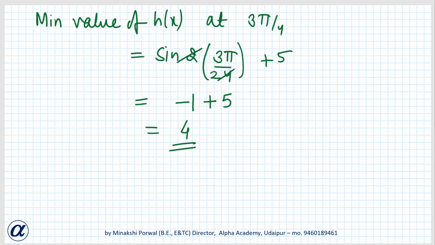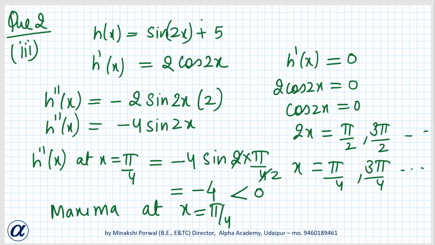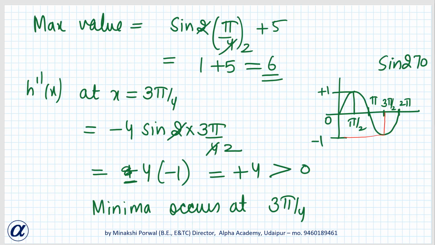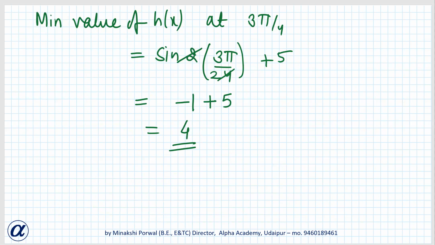Okay, so our answers are: the maximum value occurs at x equals pi by 4 and the maximum value is this. Okay, now the minimum value occurs at 3 pi by 4 and the minimum value is this. Is it clear? Yes, ma'am.